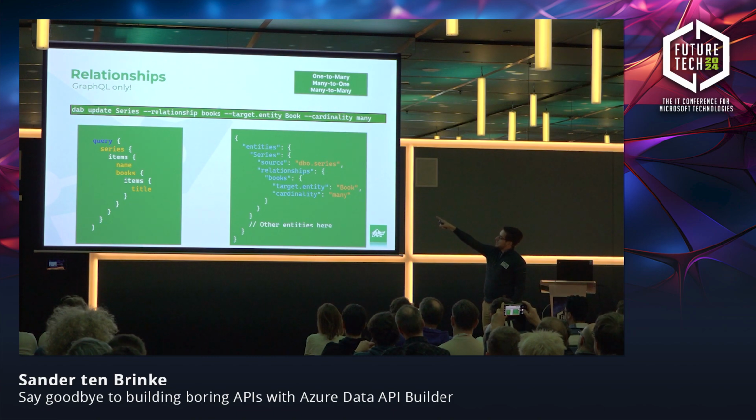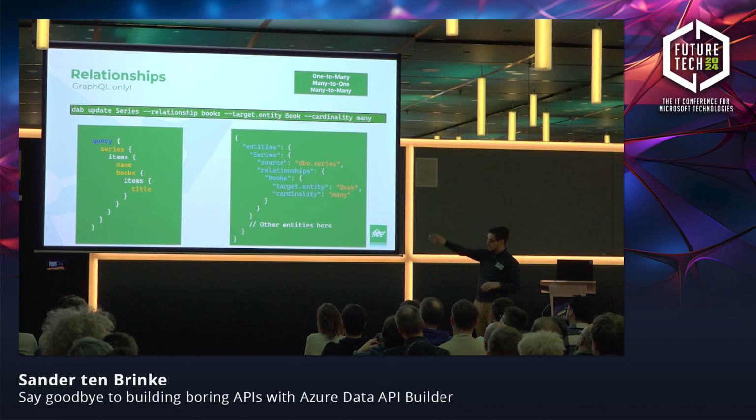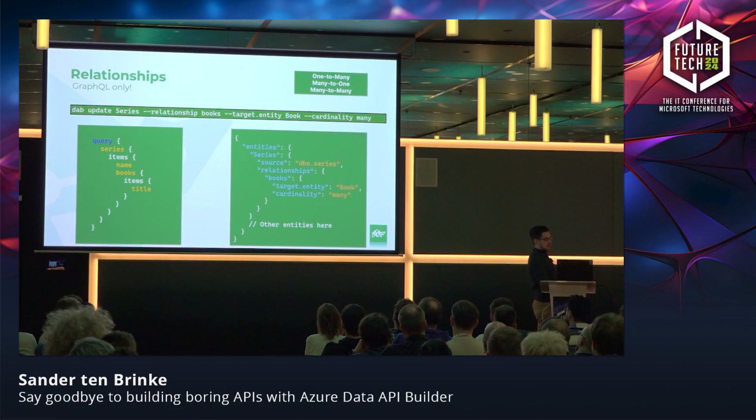With dab update series, I want to create a new relationship called books, target the entity book as the other side of the relationship, and make it a cardinality of many. So a series has many books. This works because your database is probably also configured to have foreign keys, and now this query will just work. And it will result in the following JSON, where we have a series entity with a relationship called books, with a target entity book and a cardinality many. That's all there is to it. And now we can write really cool GraphQL queries and have a really rich client experience.